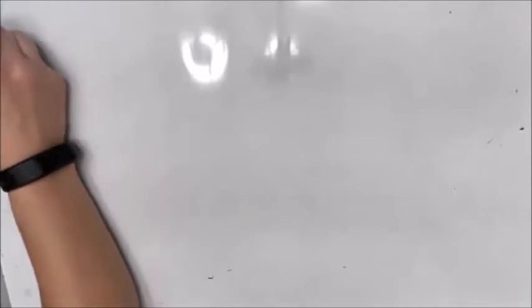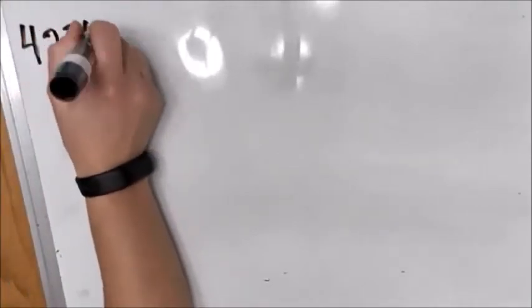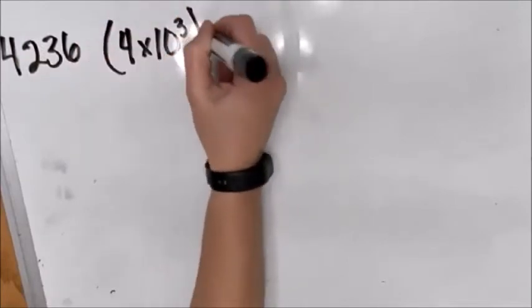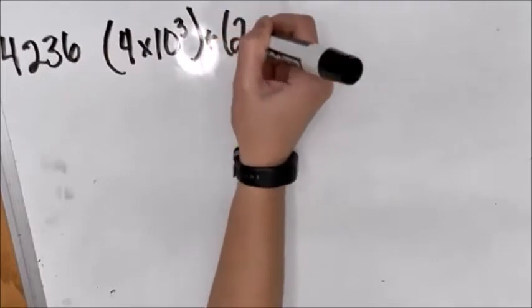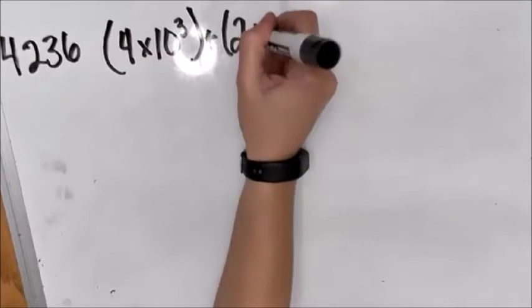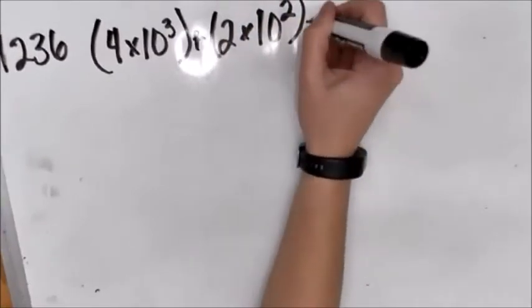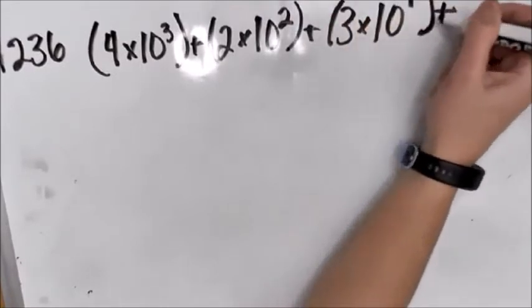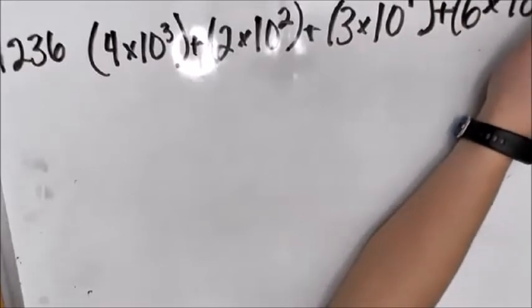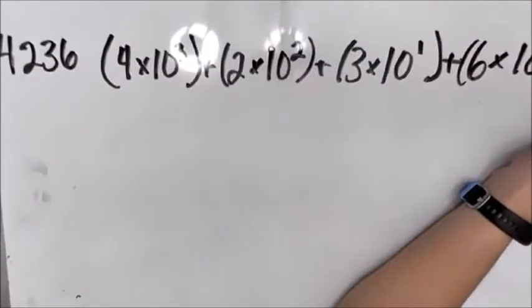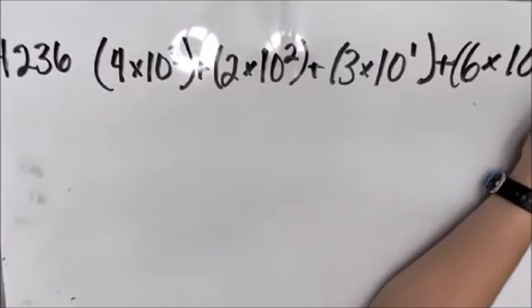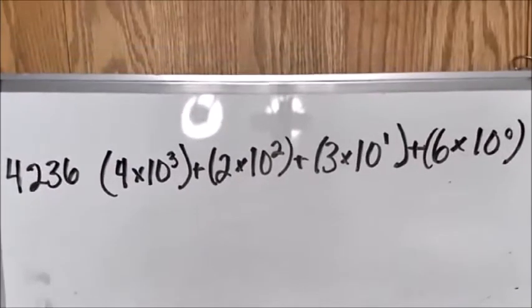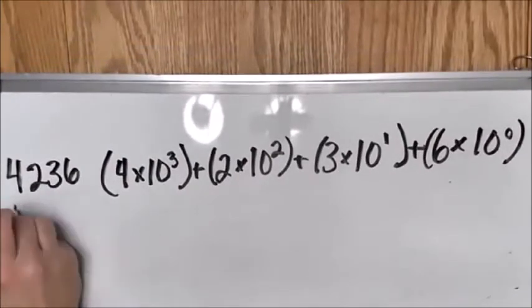Okay, so we have 4,236. 4 times 10 to the third power plus 2 times 10 to the second power plus 3 times 10 to the first power plus 6 times 10 to the 0 power. Whoa, it's big. To the 0 power. There it is.